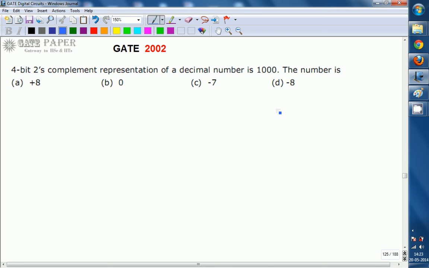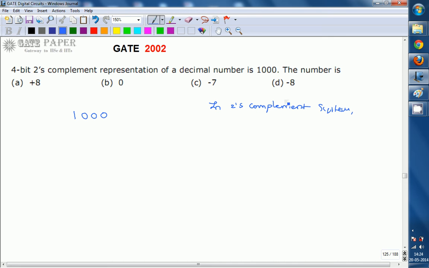So the 2's complement representation of the decimal number is given as 1000. Remember that it is in 2's complement, and 2's complement can be used to represent negative numbers as well as positive numbers. So how do we identify whether the given number is positive or negative? In the 2's complement system, it can be used for positive as well as negative numbers.